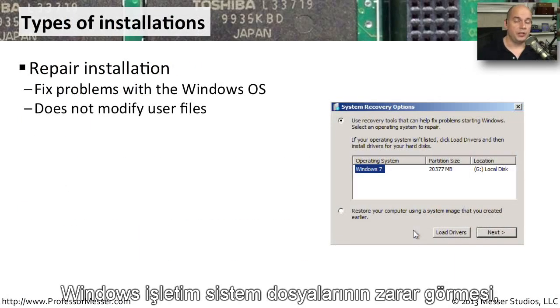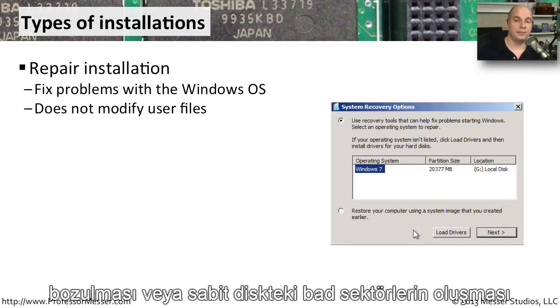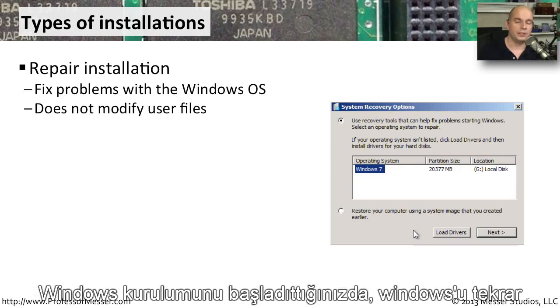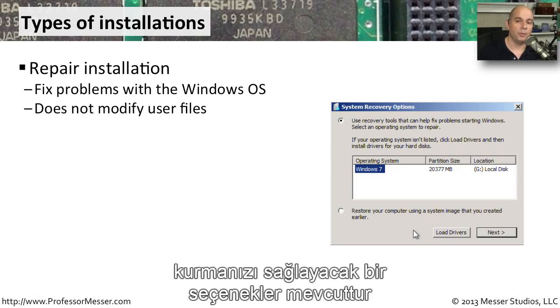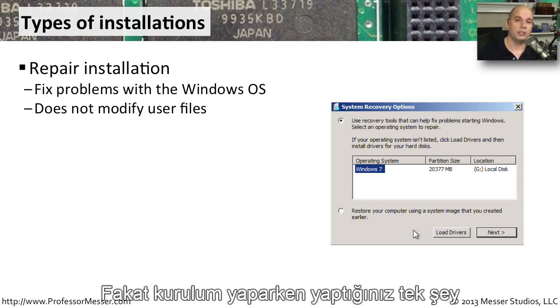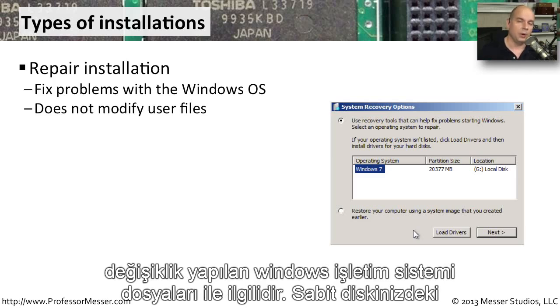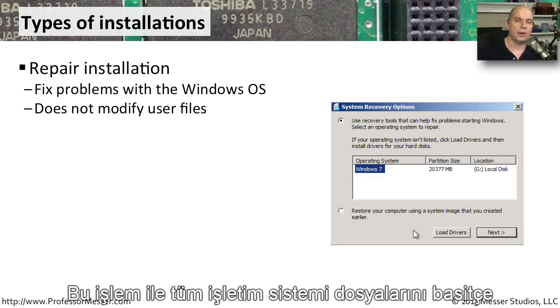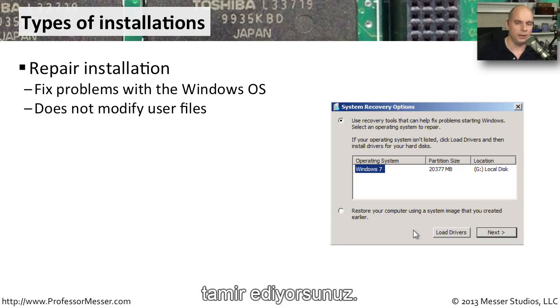You may run into a situation where the Windows operating system files themselves have been damaged or corrupted. Maybe it was a bad section of the hard drive. Maybe you had a virus outbreak or something else that caused a problem. When you start up your Windows installation, there are a number of options to perform a repair installation where you effectively install Windows again, but the only thing that you're installing are just the Windows operating system files. You aren't making any changes to configurations. You're not modifying anything else that may be on the hard drive. You're simply repairing all of the operating system files on that version of Windows.